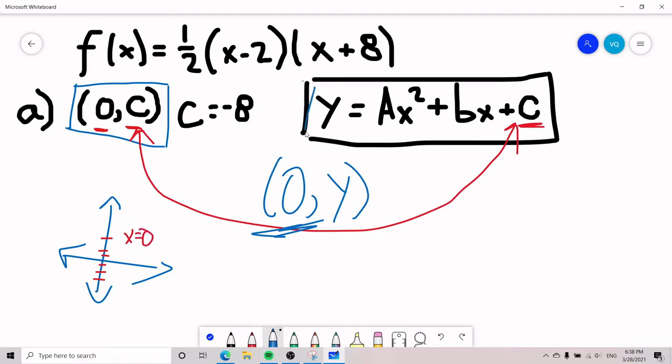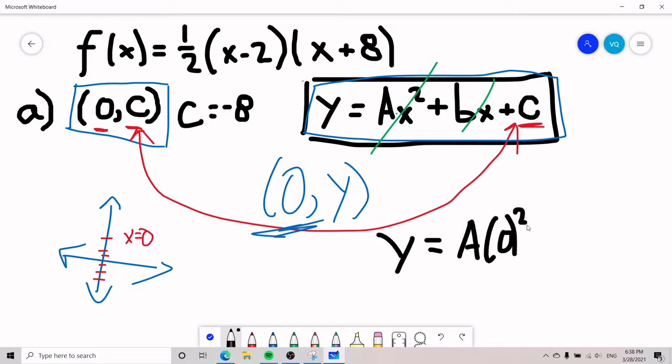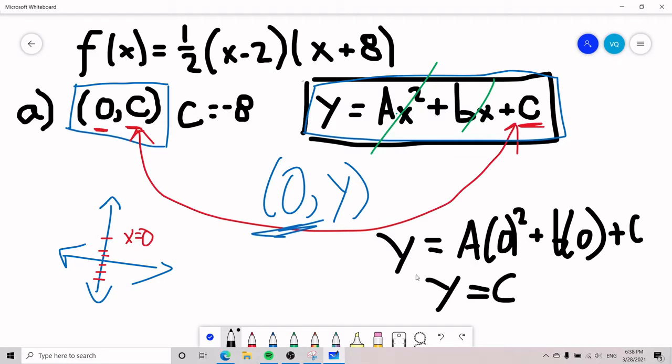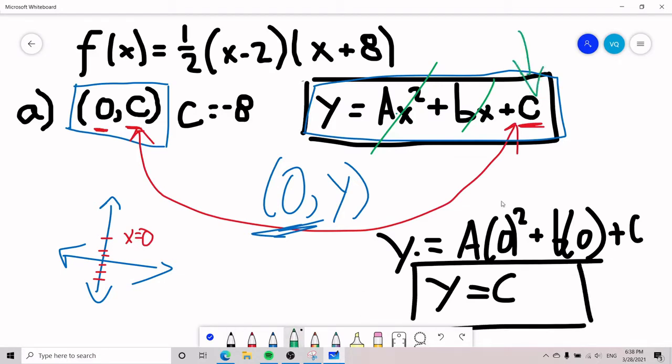Just looking at its general form, we can see that a times 0 is going to give me 0. B times 0 is also 0, right? So I would end up with y equals a times 0 squared plus b times 0 plus c. And so y has to be c, okay? So when teachers and stuff tell you that, oh, the c right here is the y-intercept, that is the explanation why, okay?